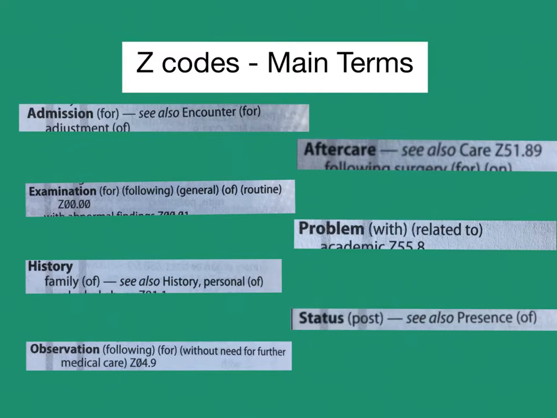examination, history, observation, aftercare, problem, and status. Now, this is not an all-inclusive list. I always think it's a good idea to start your own personal list of Z codes, just because it helps with brainstorming when you're coding. Sometimes things don't come quickly as, oh gosh, that would be a main term for a Z code. So once you find one or hear of one or see one in your coding experience, I think it's a good idea to keep yourself a little list of these Z code main terms for future reference.